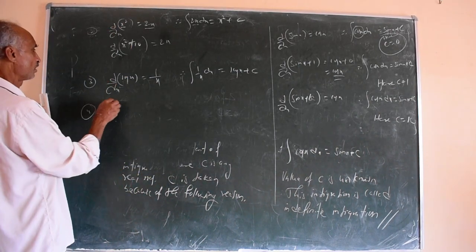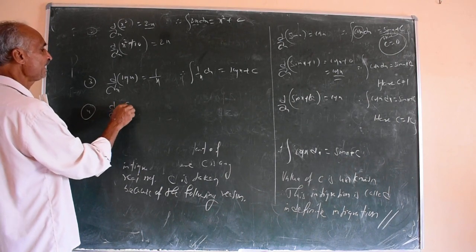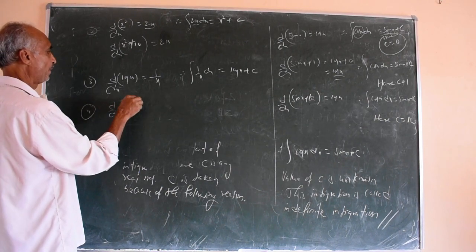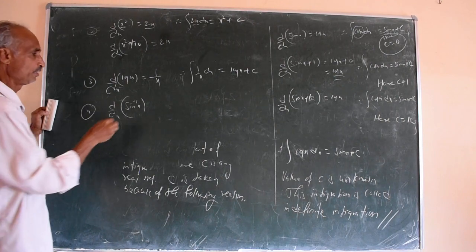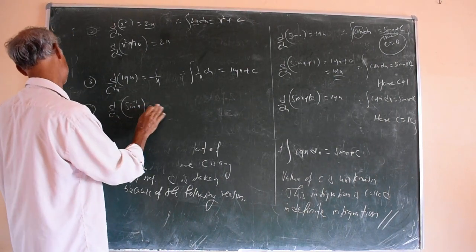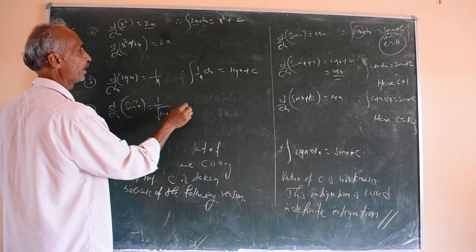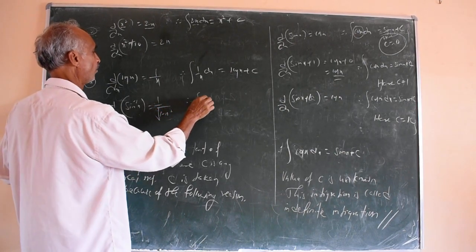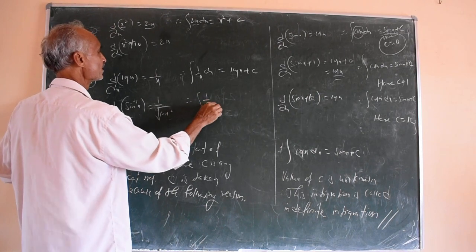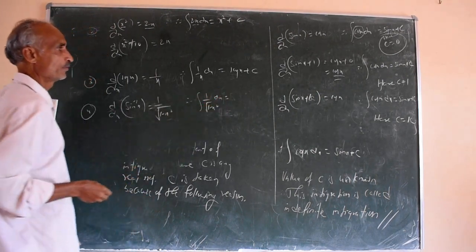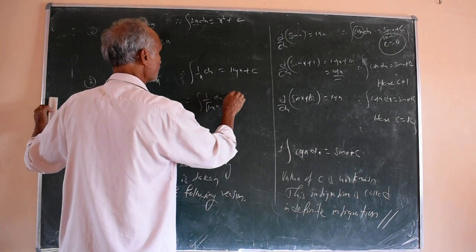Fourth one, d by dx of sin inverse x. This is the basics of integration. It is equal to 1 upon root of 1 minus x square. Therefore, integration of 1 upon root of 1 minus x square dx is equal to sin inverse x plus c.